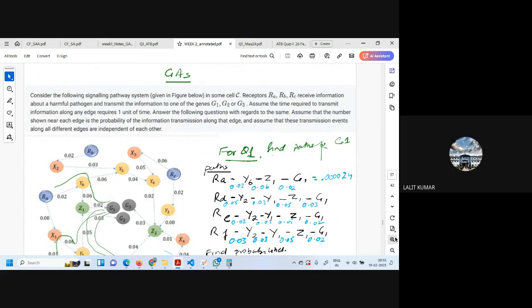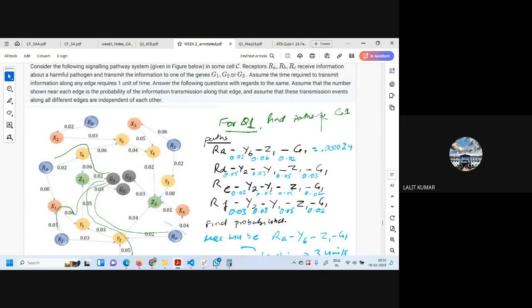Yes. Okay. So this is the GA question 1. They have given receptors here. There is a receptor RA, RB, and RC, and they are receiving information about a harmful pathogen and transmit the information to one of the genes G1, G2, and G3. So these are the genes G1, G2, G3, and these are the receptors. Assume the time required to transmit information along any edge requires 1 unit of time. So they have given the time is 1.